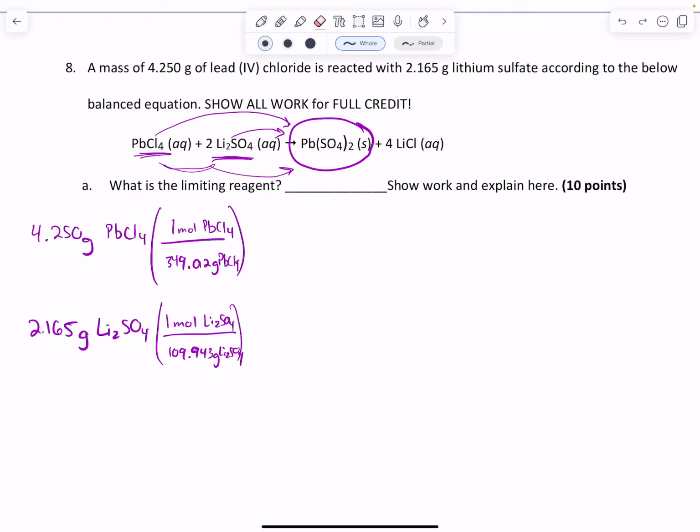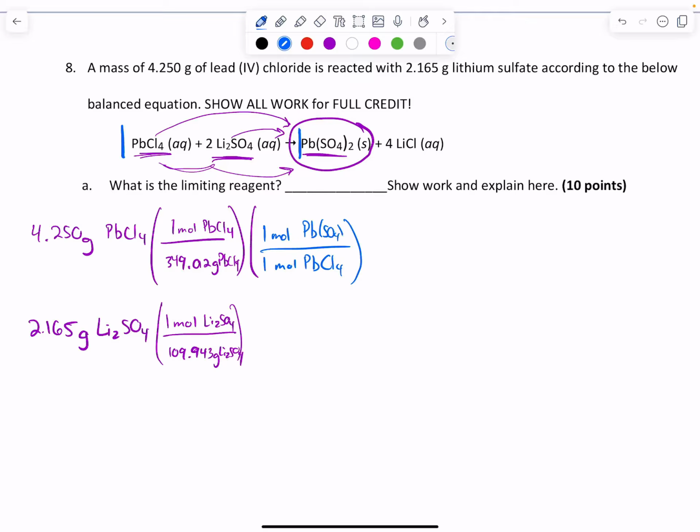So in order to do that, I need to convert both of them now into my lead 4 sulfate. Okay, so how do I do that? I look at my coefficient. So this is 1 to 1. So that is 1 mole of my lead 4 chloride for every 1 mole of my product. And then same thing here, except for now I have a 2. So I have 2 moles of lithium sulfate for every 1 mole of lead 4 sulfate. Okay, and that's going to give me my answer.